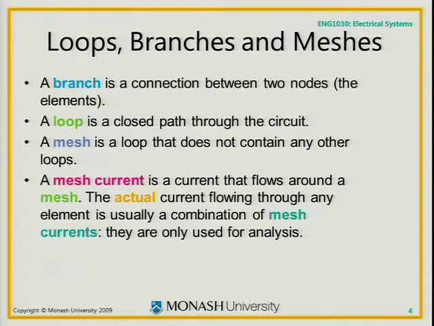And a mesh current is a current that flows around a mesh. And we'll see that the actual current flowing through any element is a combination of mesh currents. And you can think of this just like node voltages. That's a voltage relative to ground. But if you want the actual voltage across an element, it'll be a difference between node voltages. V1 minus V2 would be the voltage on a particular resistor, for example. So mesh currents replacing node voltages in this analysis.